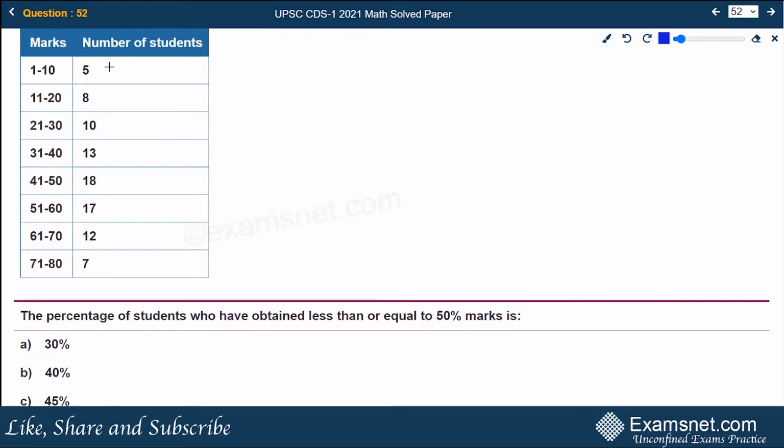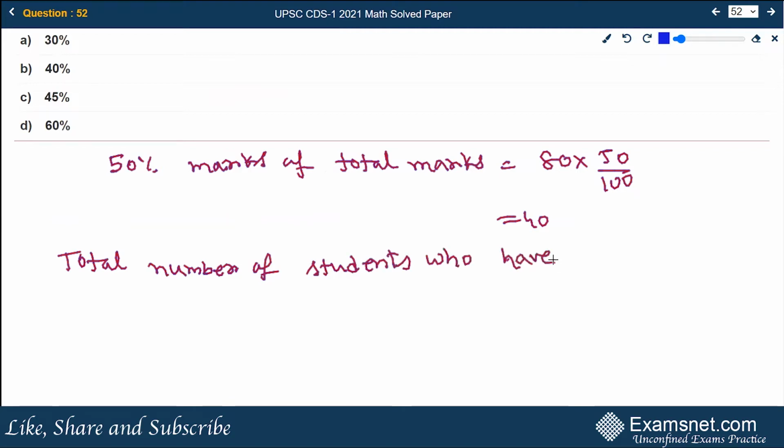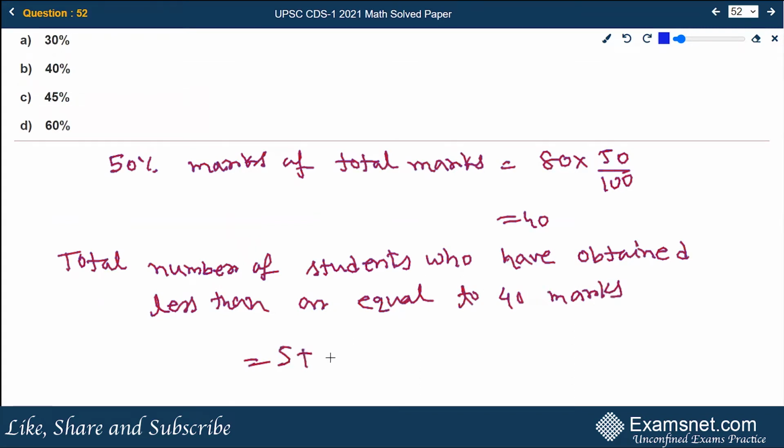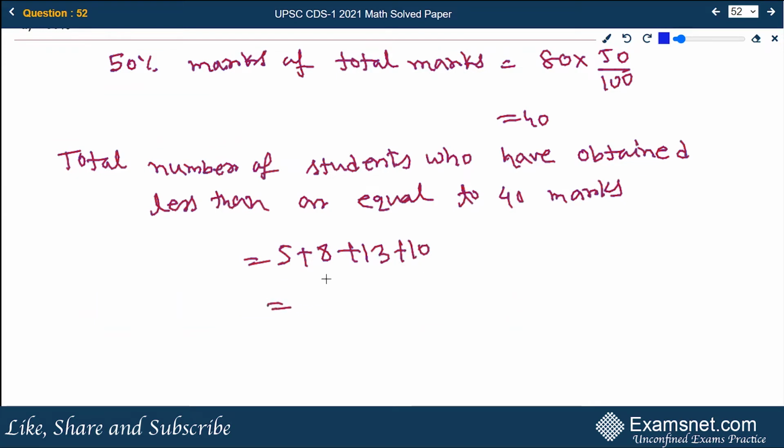From 1 to 10, there are 5 students. 11 to 20, there are 8 students. 21 to 30, there are 10 students, and 31 to 40, there are 13 students. So we will count all of them. They all fall into this bracket. So the total number of students who have obtained less than or equal to 40 marks is 5 plus 8 plus 10 plus 13, which is 36.